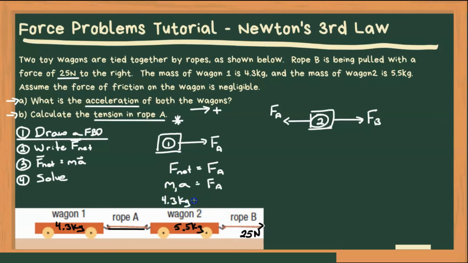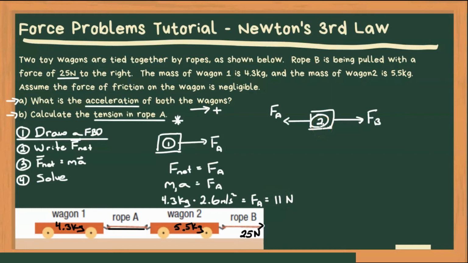Now the acceleration we solved for in part A, which was 2.6 meters per second squared. So when we multiply that, we get the force from rope A is about 11.2 newtons, or rounded to two significant digits, 11 newtons.